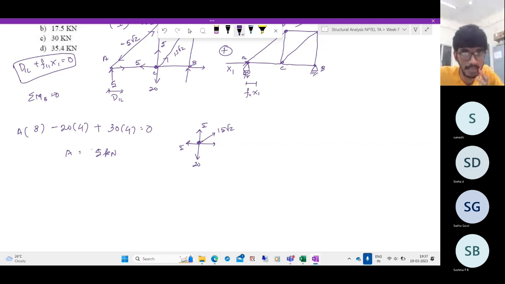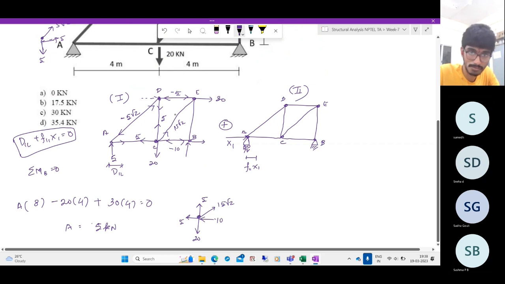And horizontally, what is the thing? You have 5 in this direction, 15 root 2 by root 2, so 15 in this direction. So this is compression. So this is subjected to 10 in this direction, a compression of -10. So this is the joint C.